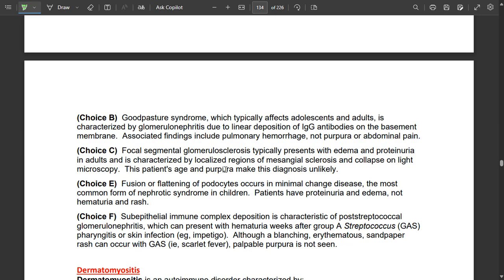Goodpasture syndrome, which typically affects adolescents and adults, is characterized by glomerulonephritis. Glomerulonephritis occurs due to linear deposition of IgG antibodies on the basement membrane. Associated findings include pulmonary hemorrhage, not purpura or abdominal pain.